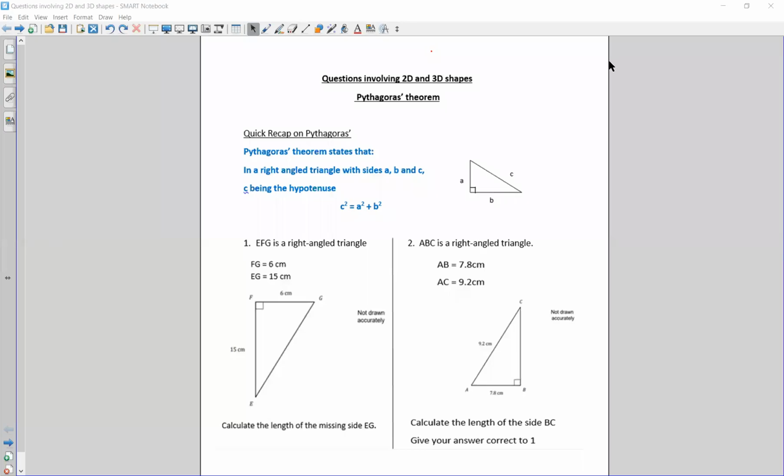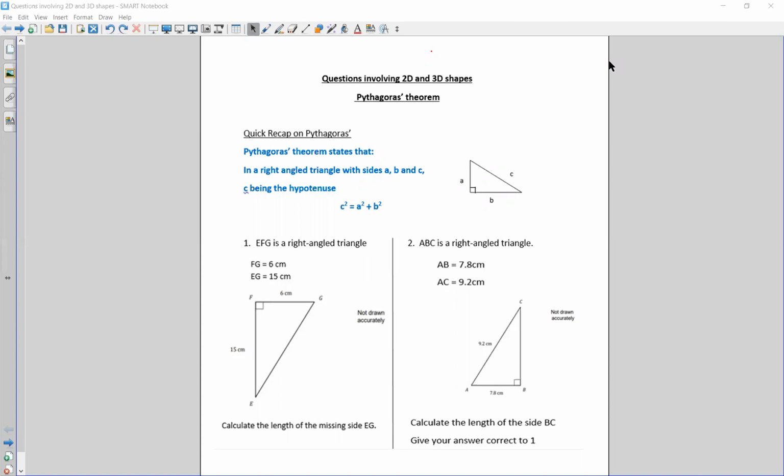Hello there. Today we are going to discuss questions involving 2D and 3D shapes. Now I know that you have been working on Pythagoras theorem since last week and part of this week as well. So just a quick recap on Pythagoras theorem.